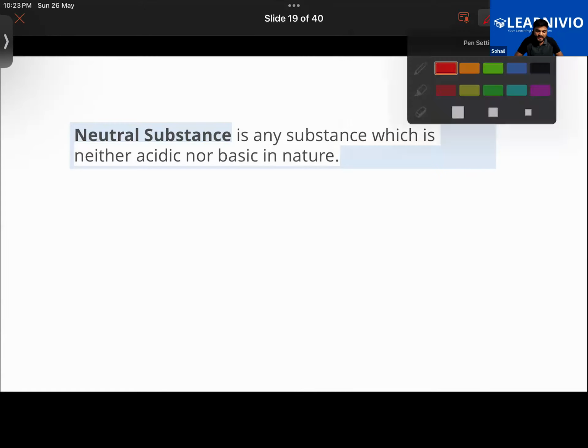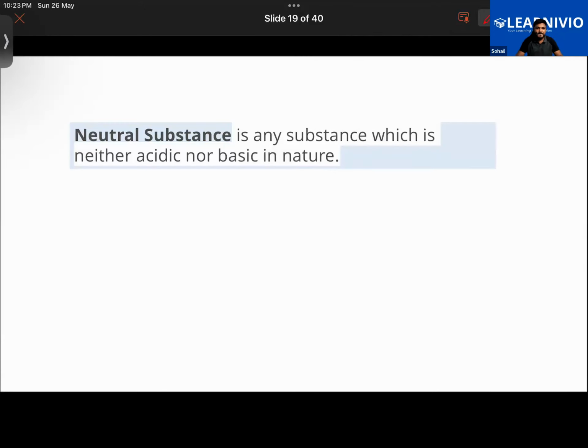So hope you guys are getting this. The most common example of a neutral substance is water. Water does not have acidic or basic properties. It's the most neutral substance. Apart from this, you have table salt. What is table salt? The salt that you use in the kitchen, which is basically sodium chloride, that is NaCl.